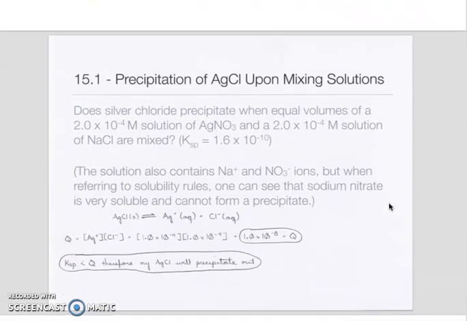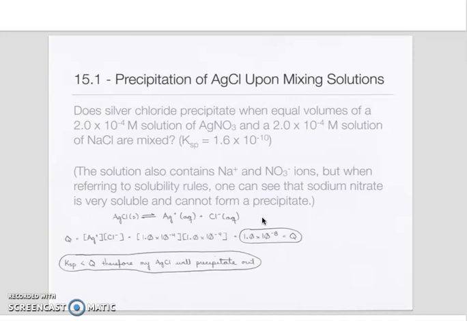So let's solve this. We're going to do the same thing that we did in my previous two problems. I'm going to write an ionic equation. So my silver chloride is going to break down into the silver ion and the chloride ion, because the salt that's really being formed is silver chloride. My sodium nitrate is a soluble salt.